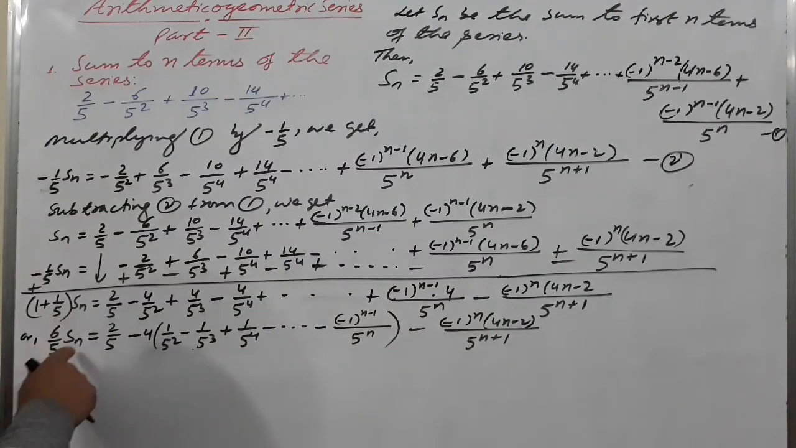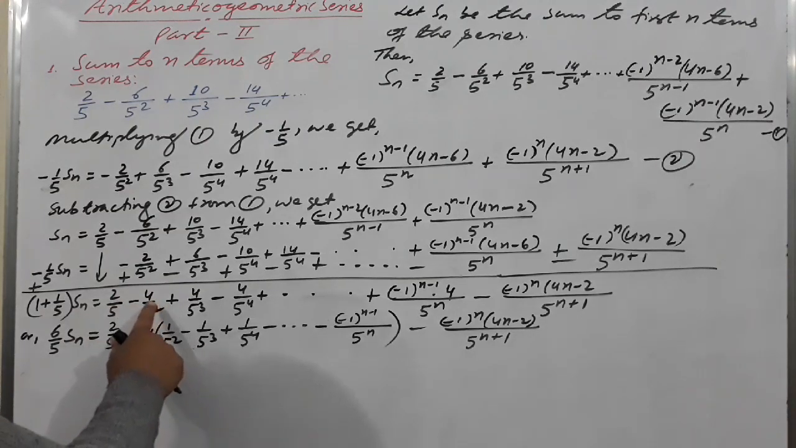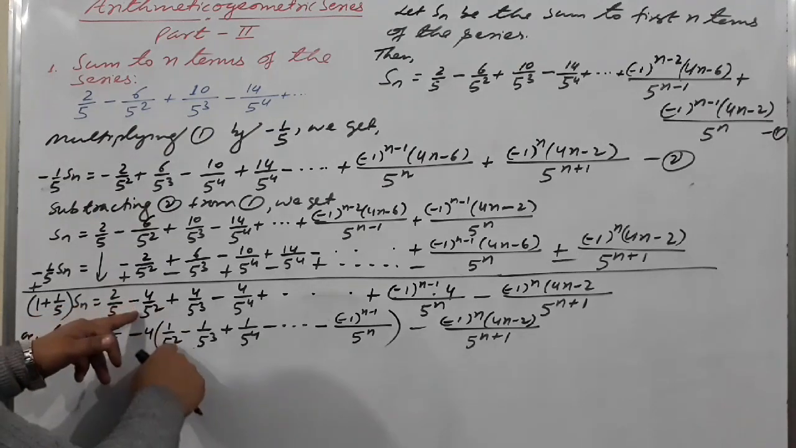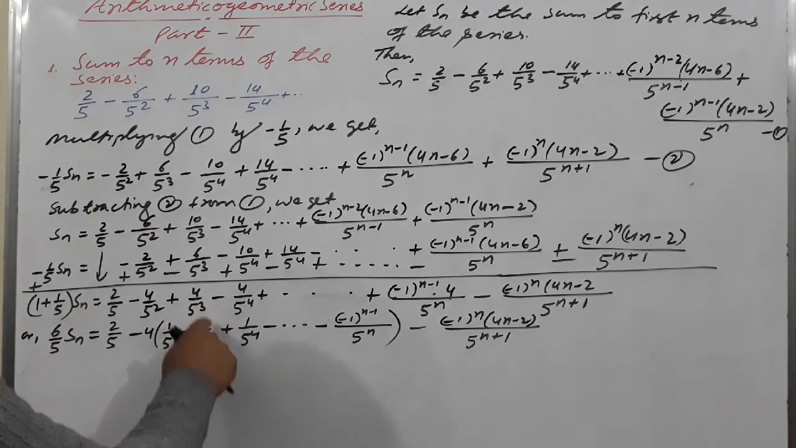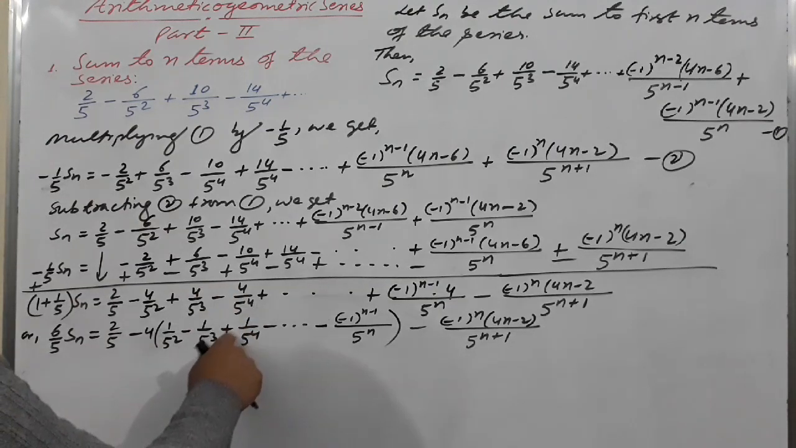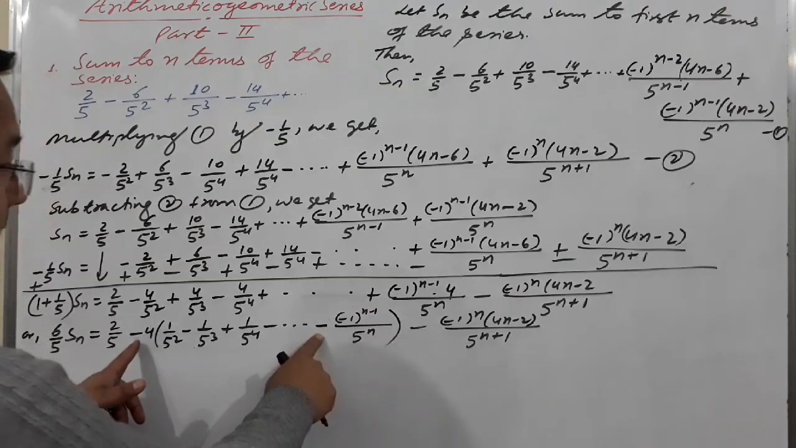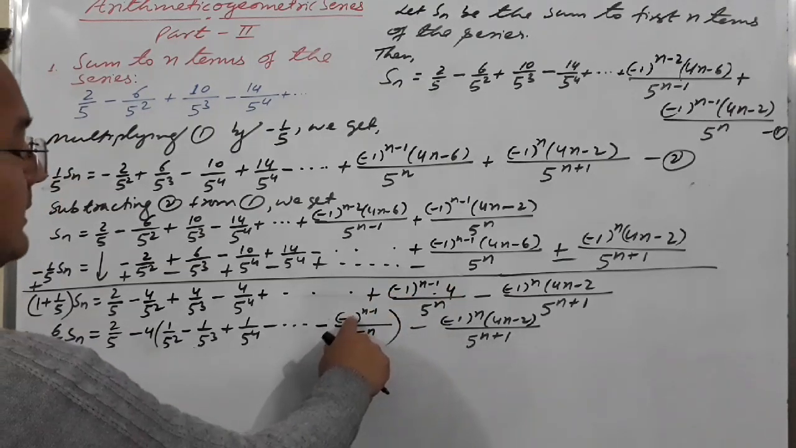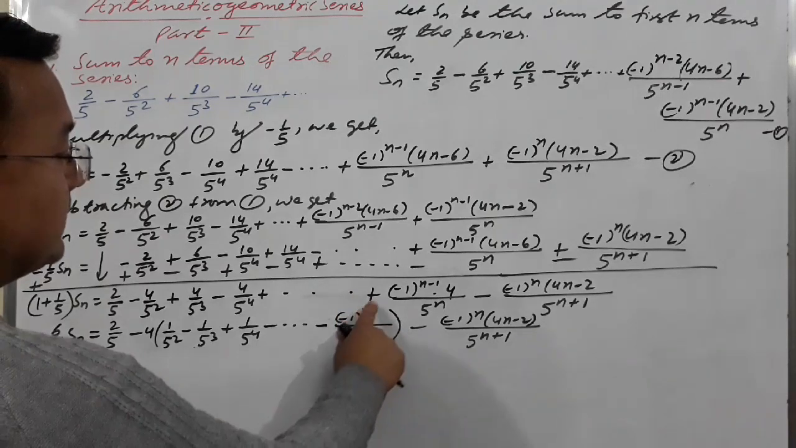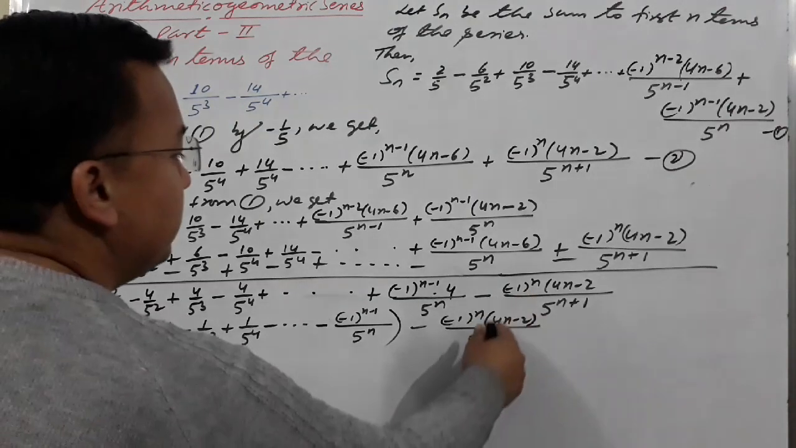6 by 5 times Sn is equal to 2 upon 5. Here we have taken minus 4 common. Minus 4, here you will get 1 upon 5 squared, minus 1 upon 5 cubed, plus 1 upon 5 to the fourth, and so on, because negative 4 we have taken common, it becomes minus 1 raised to power n minus 1 over 5 to the n. The same we have written here.